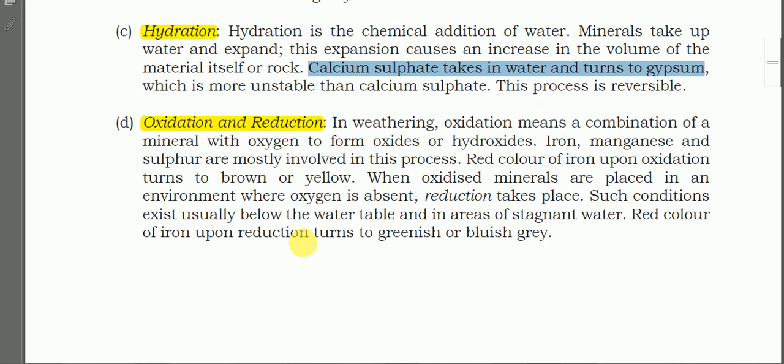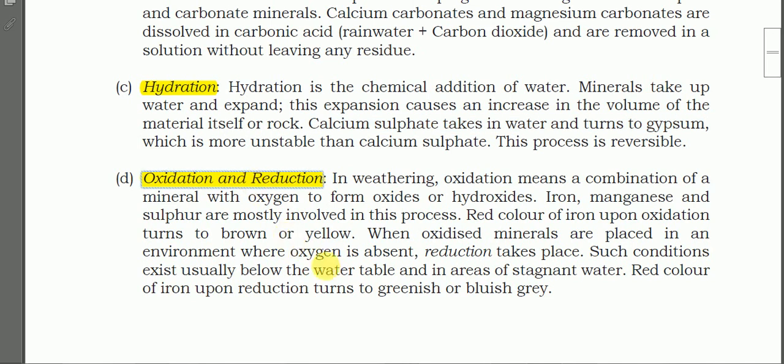Here the last chemical weathering process is oxidation and reduction, and this is a very common process. In weathering, oxidation means a combination of a mineral with oxygen to form oxides or hydroxides. Iron, manganese, and sulfur are mostly involved in this oxidation process.